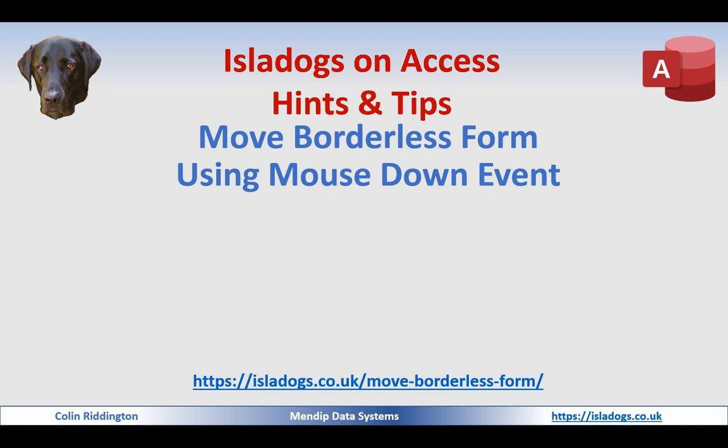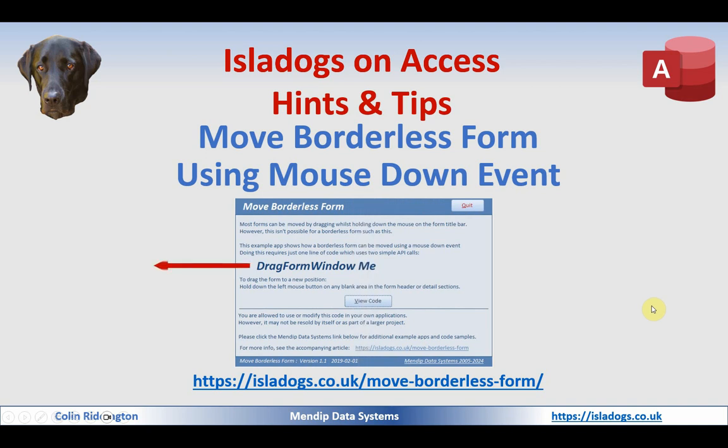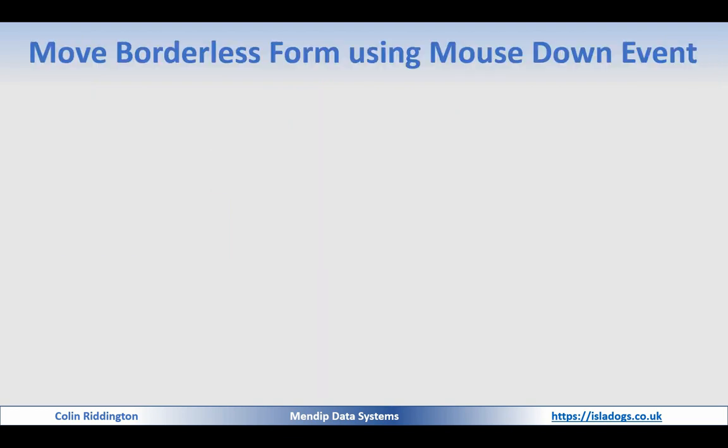Hello, in today's video I'm going to show you how you can move borderless forms, that's ones with no title bar, using a simple mouse down event. To do so we just need one line of code, DragFormWindow Me, and that utilizes two API calls. Very simple. The article that goes with this is at isleofdogs.co.uk move borderless form.